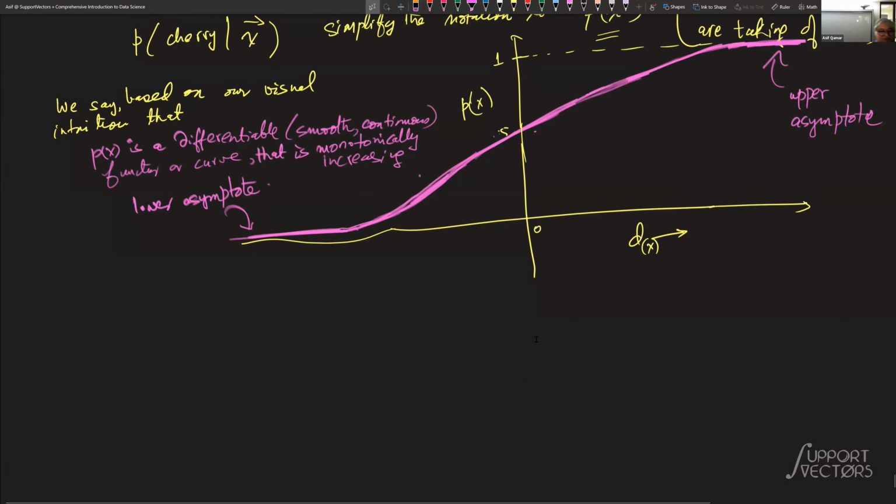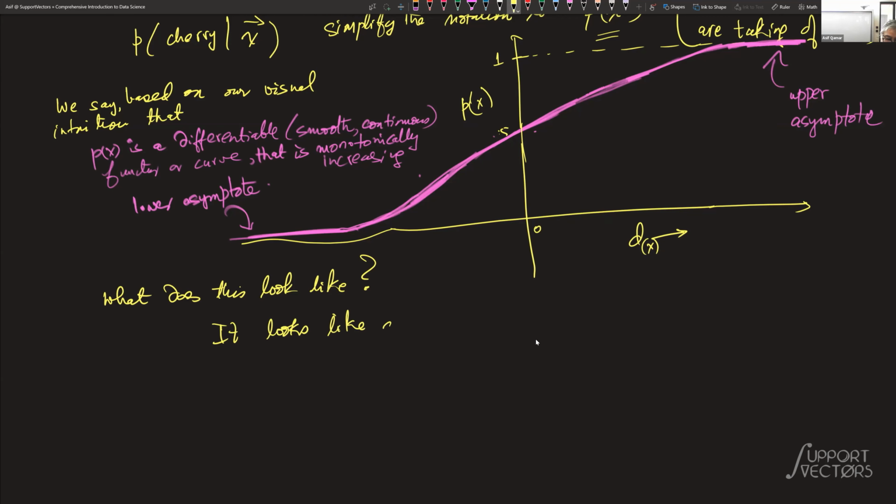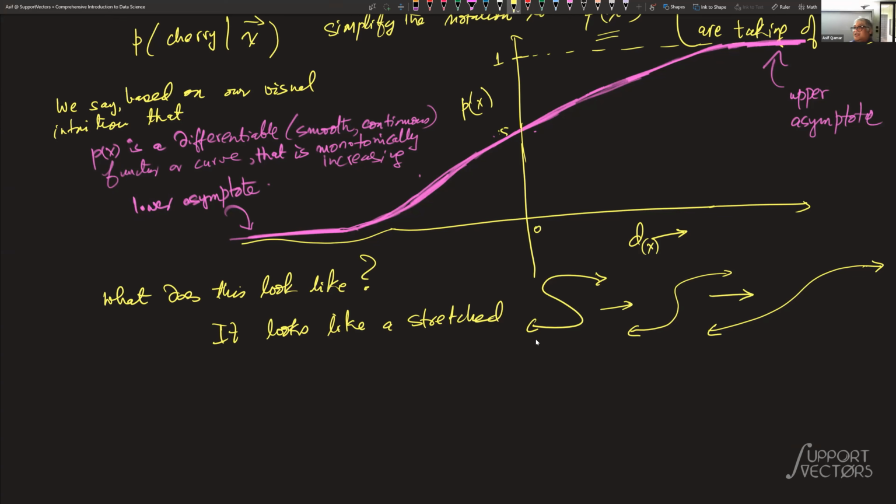So what does this function look like? There is an intuition. It turns out it looks like a stretched S. If you take an S and you keep stretching it out, does it begin to look like this? Right? And that is why these stretched S are called sigmoid.